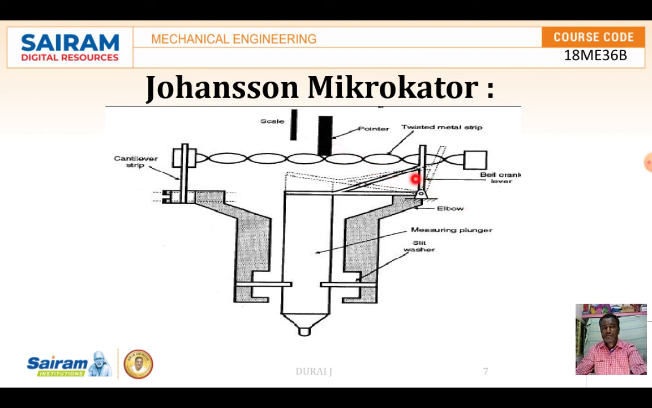In this construction, the other end of the twisted strip is connected to the cantilever beam. So if any small variation takes place, the twisted strip is going to twist once again. Due to that, the pointer will deflect. That deflection we can note down with the help of this scale. So it is also based on the button spinning principle. Okay, this is about the Johansson Mikrokator.